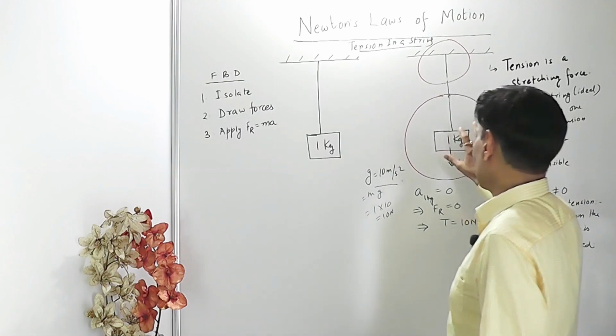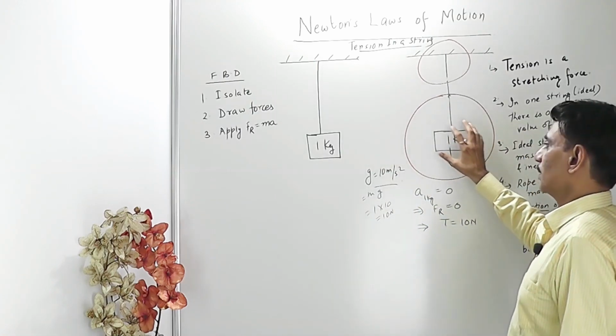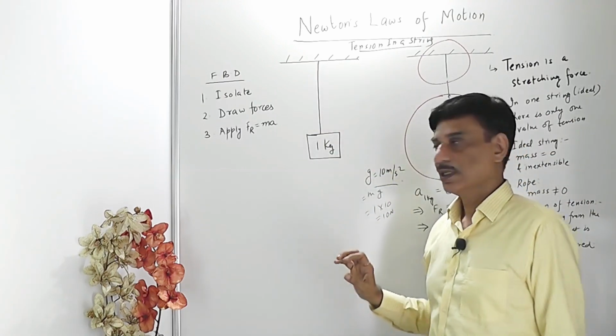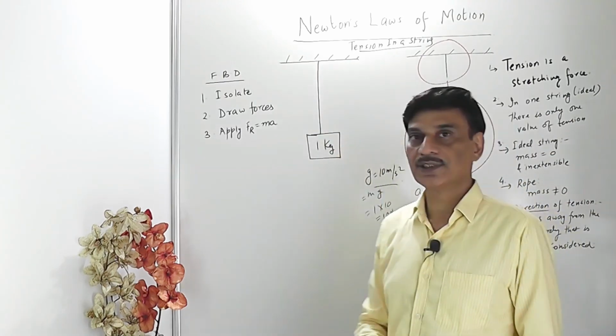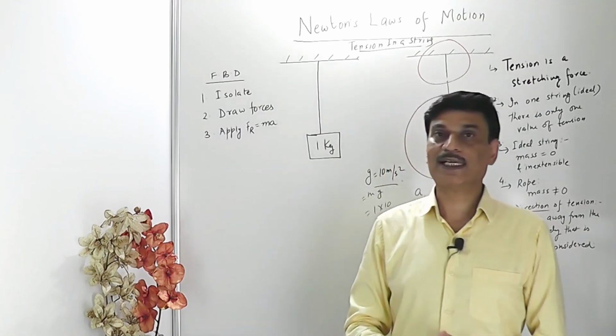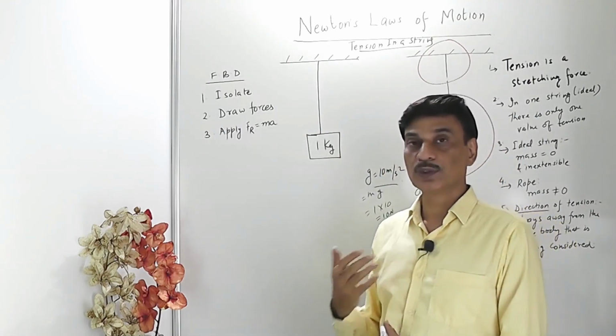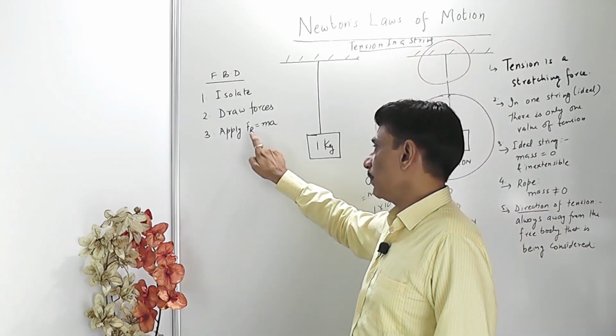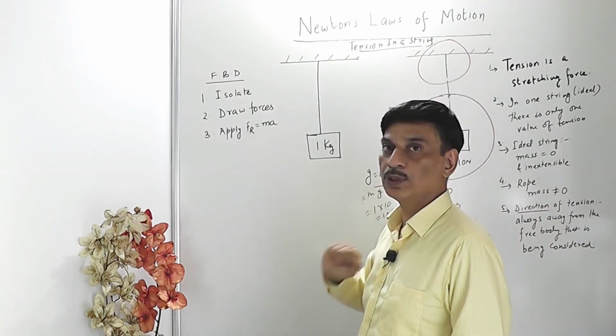When we draw forces, we also observe that this block is not moving in any direction, and its velocity is not changing in any direction. It means its acceleration is equal to 0, because acceleration is rate of change of velocity. If there is no change of velocity, acceleration is equal to 0. If acceleration is equal to 0, then the net force has to be equal to 0.